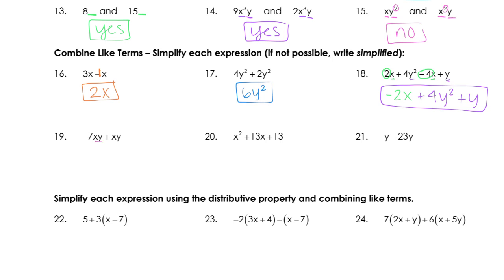On 19, we have an xy and an xy. So an x with no exponent, a y with no exponent on both of those terms. So these would be like terms. This again, xy by itself is really a 1xy. So we have -7 plus 1 would give us a -6. The variable base stays the same as xy. On 20, I see an x squared, an x, and no variable. So none of these are like terms. If you notice right here, it says if it's not possible to combine the like terms or simplify the expression, we're just going to go ahead and say it is simplified.